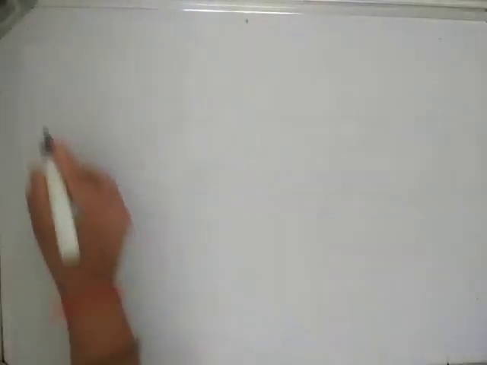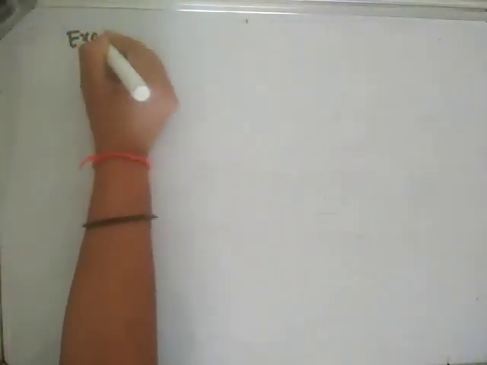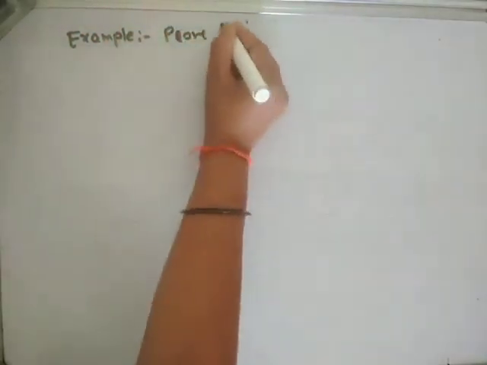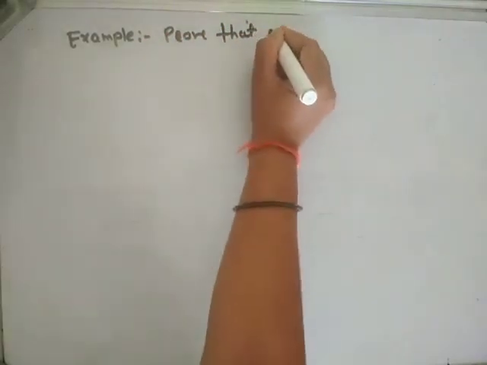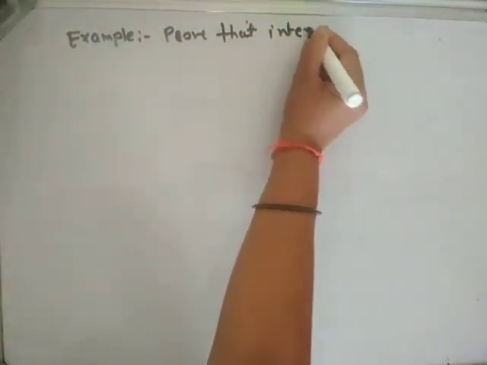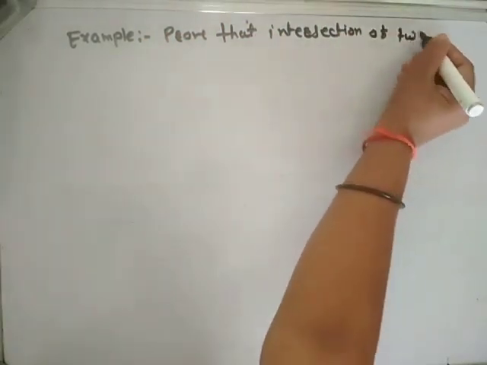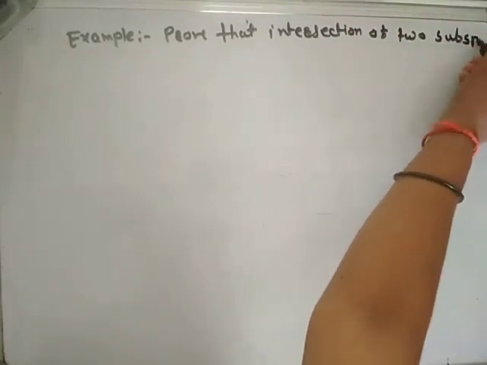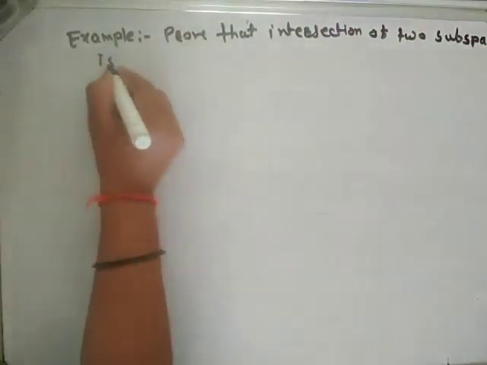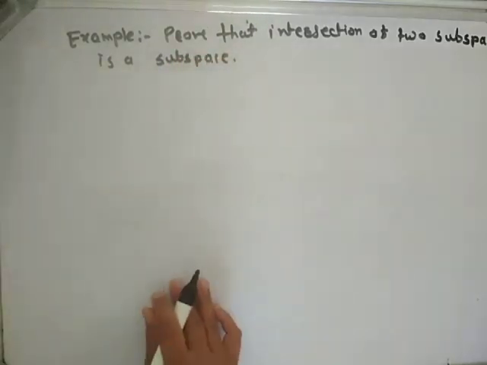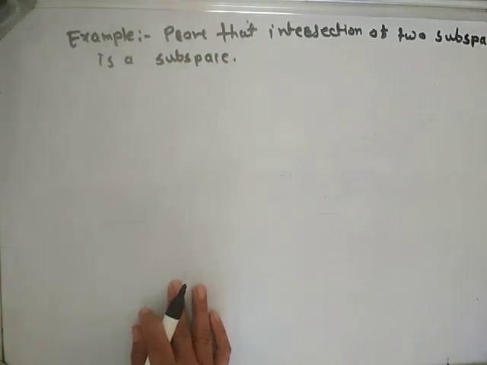Students, let us start with an example. Prove that the intersection of two subspaces is a subspace. Prove that intersection of two subspaces is a subspace. In the previous video we have discussed what a subspace is.